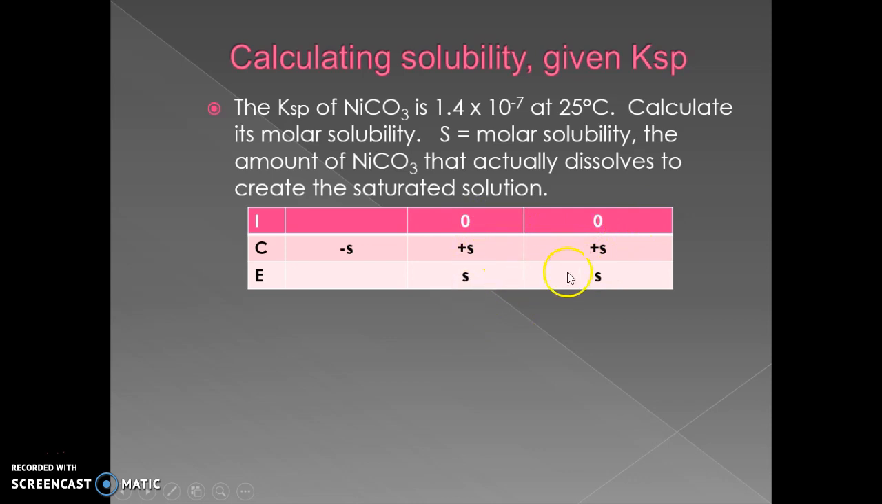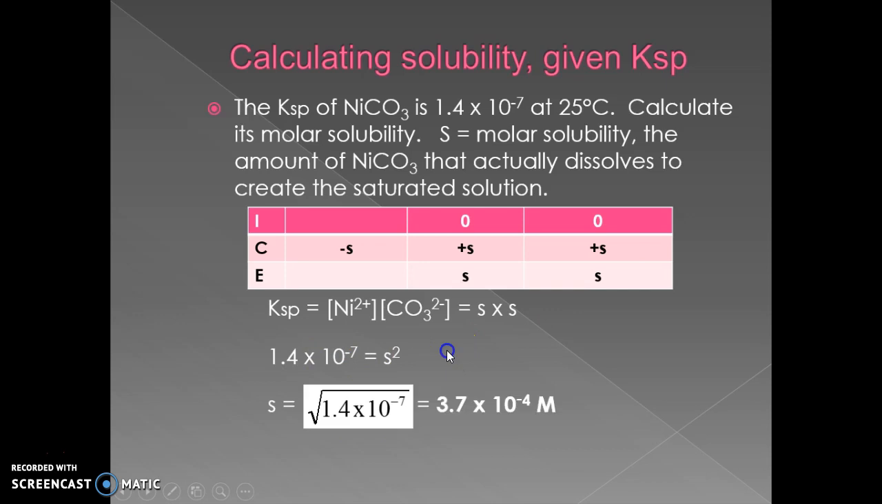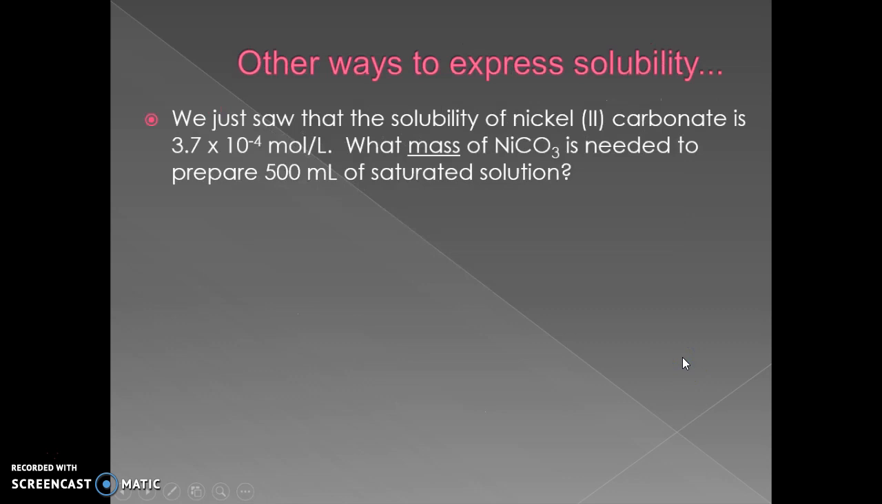So at equilibrium, this is a reasonably simple problem. We're just going to have S and S. So we know what KSP is. We know how to set up the equilibrium expression, nickel ion times carbonate ion concentrations. So the KSP is really equal to S squared in this case. And so we've got S then is equal to 3.7 times 10 to the negative 4 molar. So this is a very simple question, but what if you get into something a little more complicated where it's not just 1-to-1-to-1?